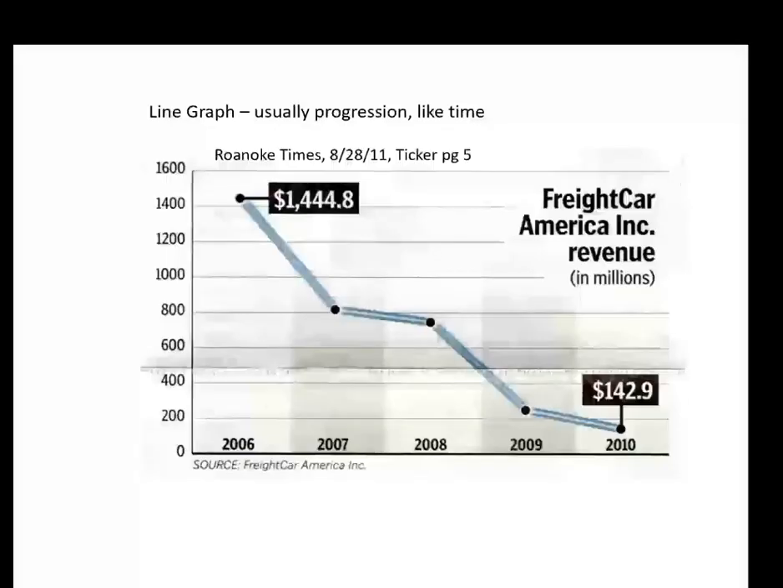A line graph shows a progression across time or another dimension, such as elevation or temperature. The x-axis has a natural order, and the y-axis is frequency or percentage. This graph is from the Roanoke Times and shows the revenue change by year for Freight Car America from 2006 to 2010.